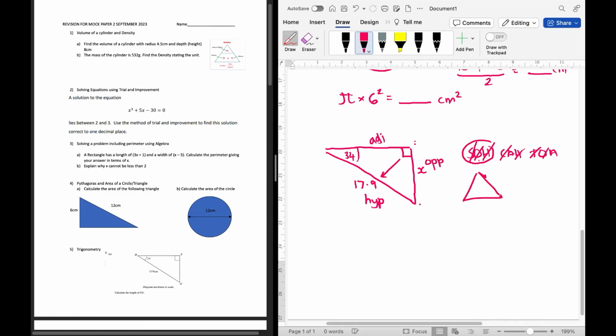I again do this. SOH, with a little times in there and a little bracket there. It's not the best pen. And we're trying to find the opposite.